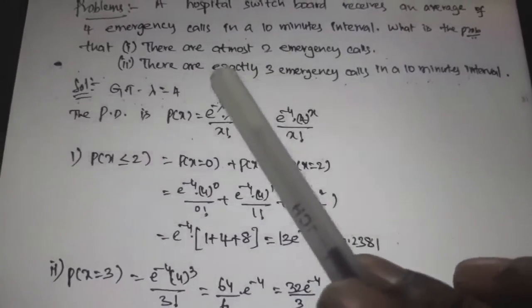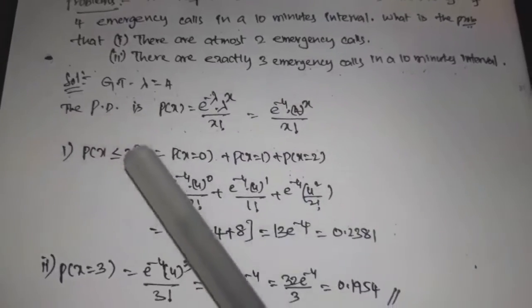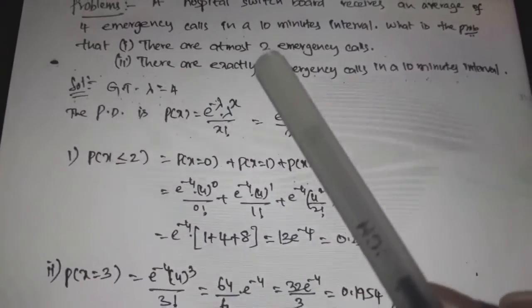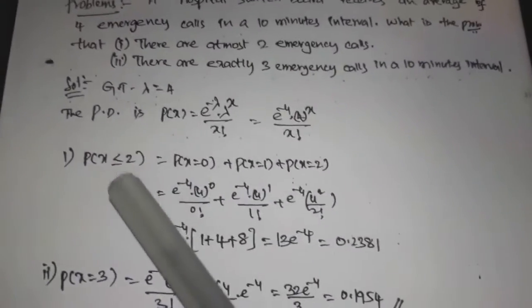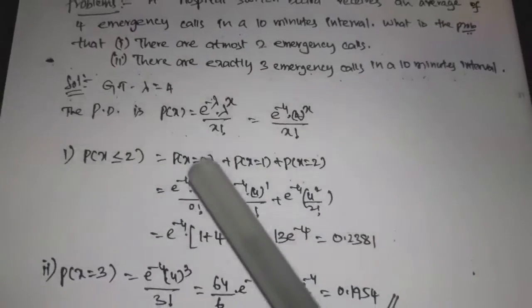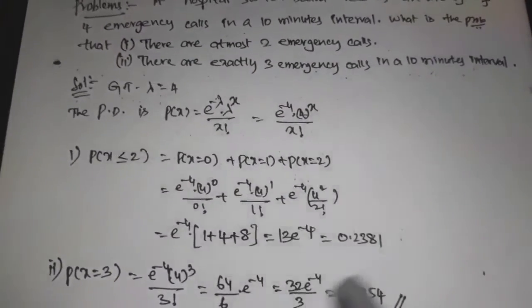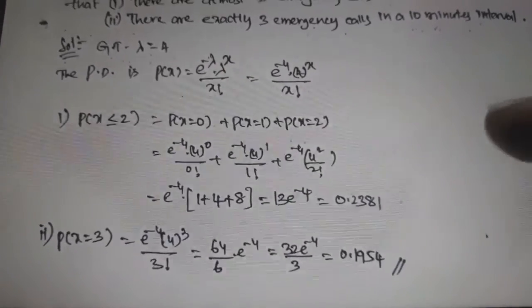Then easily we can identify "at most" in the sense of up to that value. P of x less than or equal to 2 means x equal to 0 plus x equal to 1 plus x equal to 2. Substitute all these values and simplify. P of x equal to 3, substitute and simplify like this, exactly 3 calls.